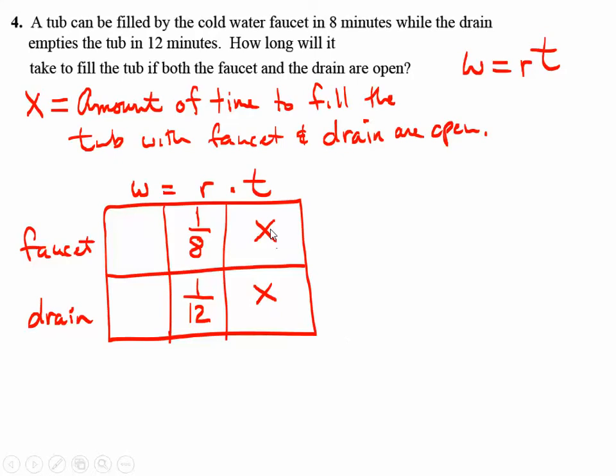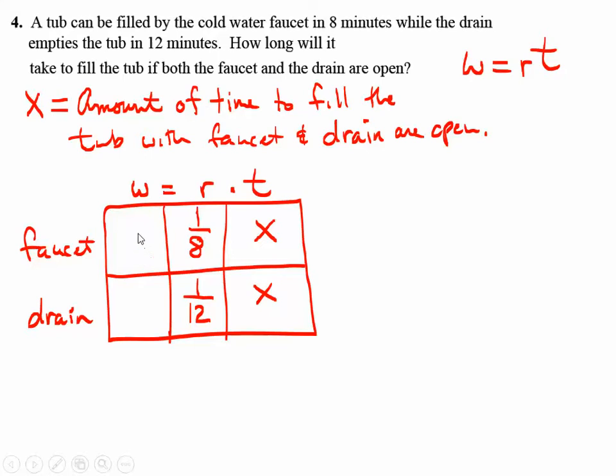Now the only time these would be different is if it said the faucet started going and 2 hours later the drain accidentally opened. Would it say that? Not in Math 61. It never happens in Math 61. In Math 63 occasionally it does happen, or the drain opens up later.